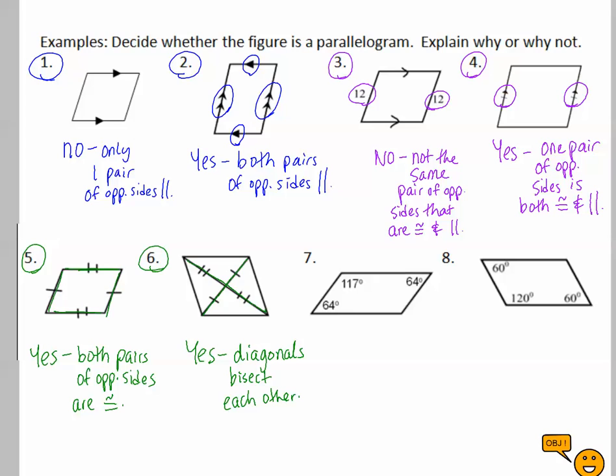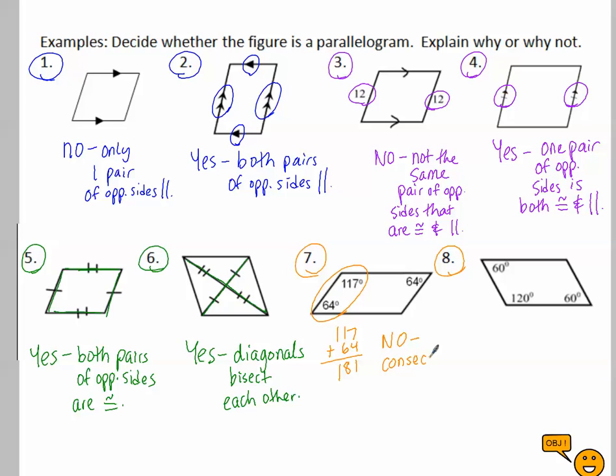Let's look at one last pair of pictures, number 7 and number 8. What I see here are angle measures. Specifically, I'm going to look at the two angle measures that are next to each other, since I don't have all of the opposite angle measures, but I do have these two. Remember that the angles next to each other, if I add them up, are supposed to add up to 180 degrees. Is that what these do here? Nope, 181. So this one's a no because the consecutive angles are not supplementary.